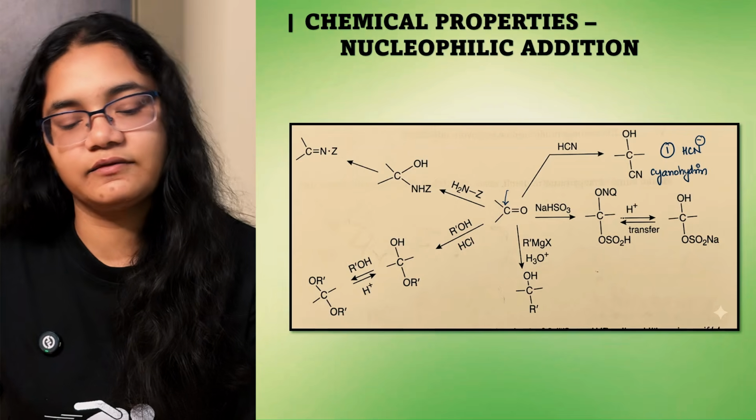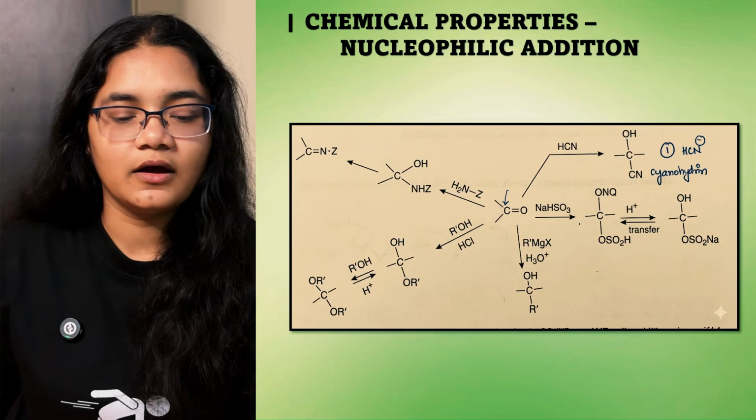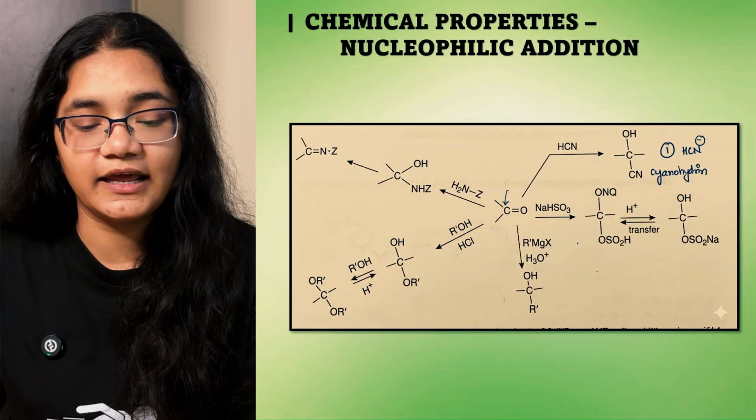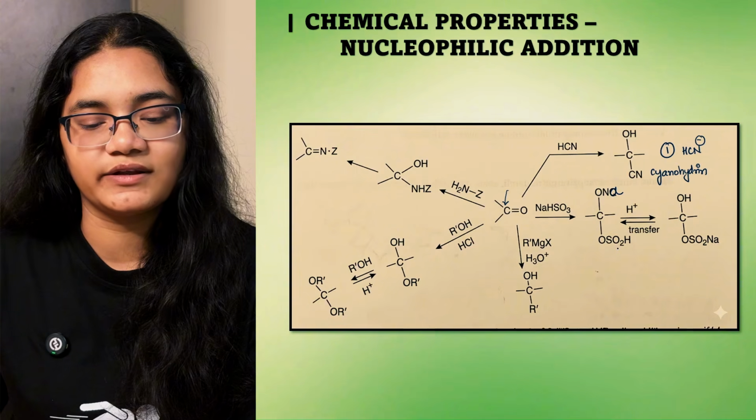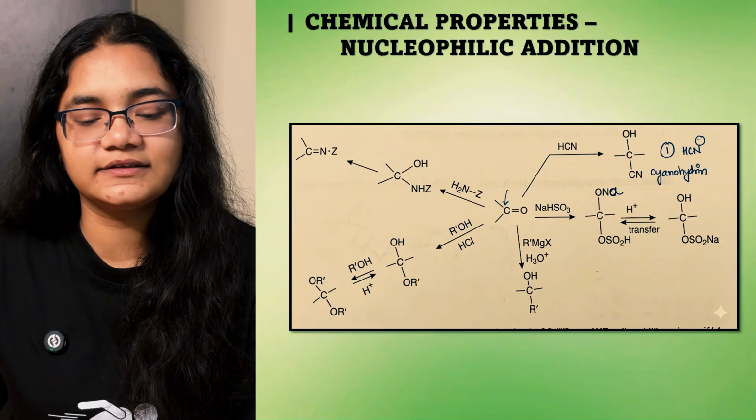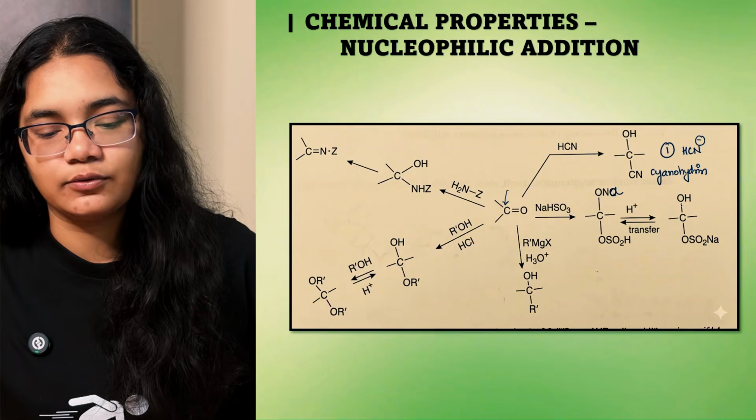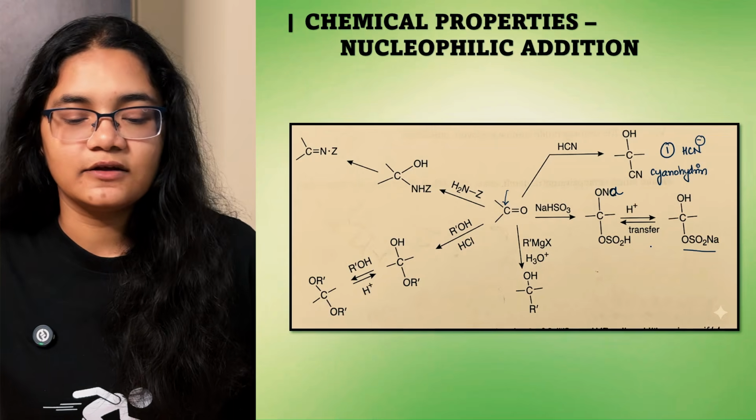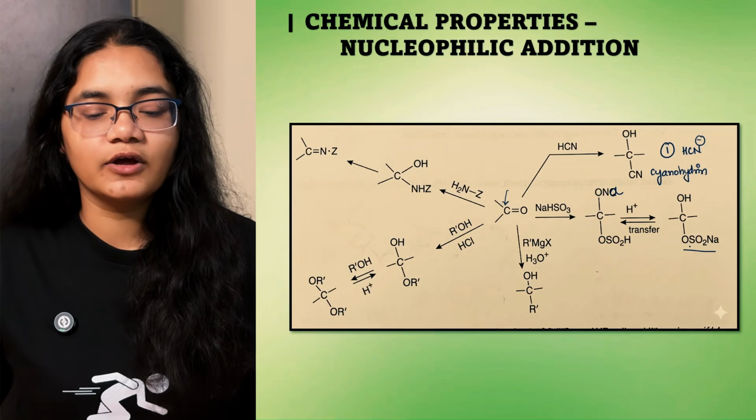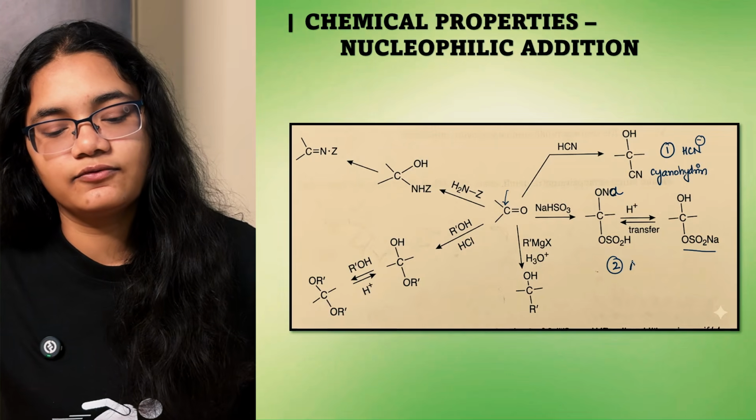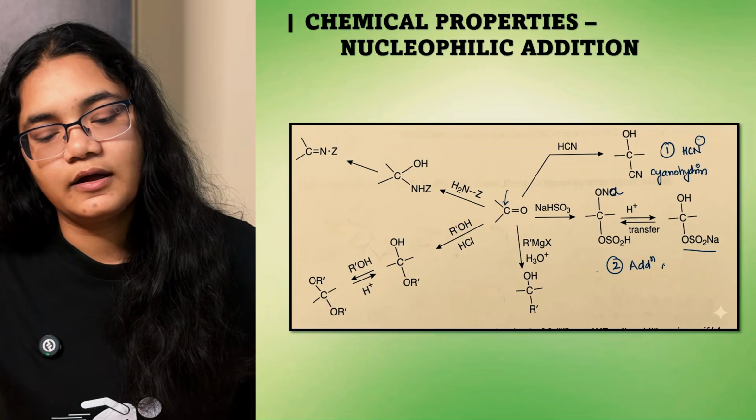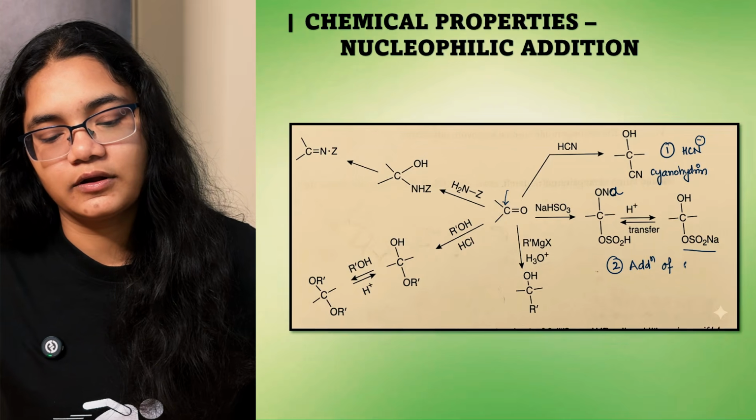Okay, next we have addition of NaHSO3. Here also first O minus Na plus is formed, and OSO2H is added, and then there is a proton exchange, and here you get OH and OSO2Na. So this is the addition of NaHSO3.